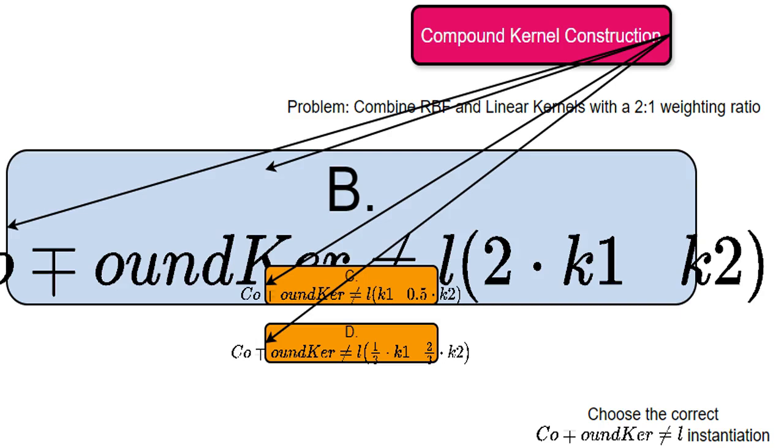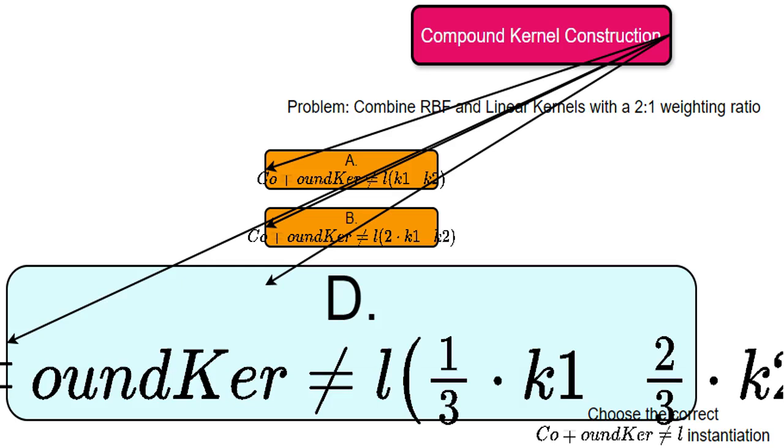This achieves my desired 2:1 ratio, but it's not perfectly normalized. The total weight isn't 1. But the RBF kernel still contributes twice as much as the linear kernel.